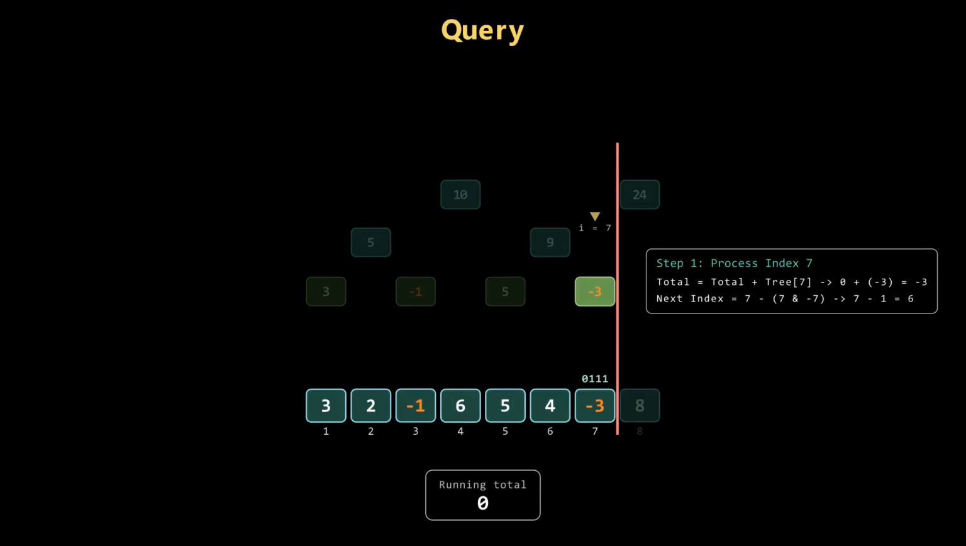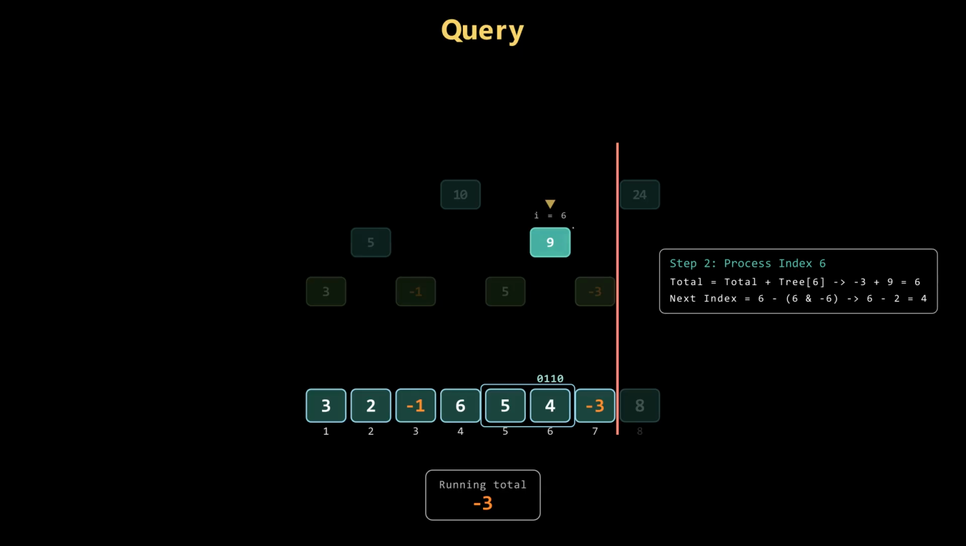We initiate our query at index 7. Our engine reads the value inside node 7, which is -3, and adds it to our running total. To find out where to collect our next batch of data, we apply our bitwise formula. 7 and -7 equals 1. We subtract 1 from our position, leaping backward instantly to index 6.